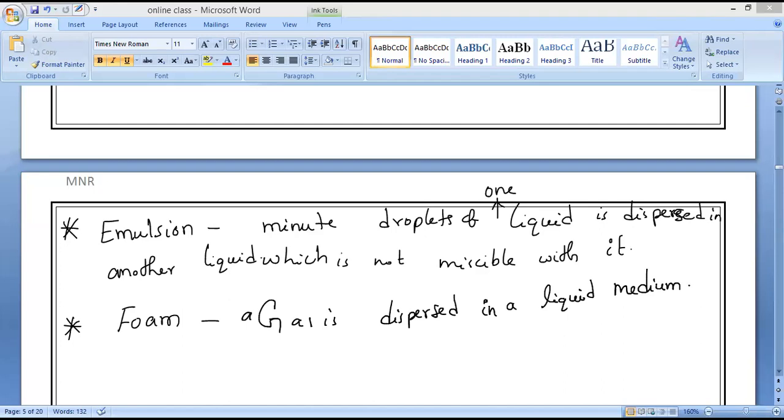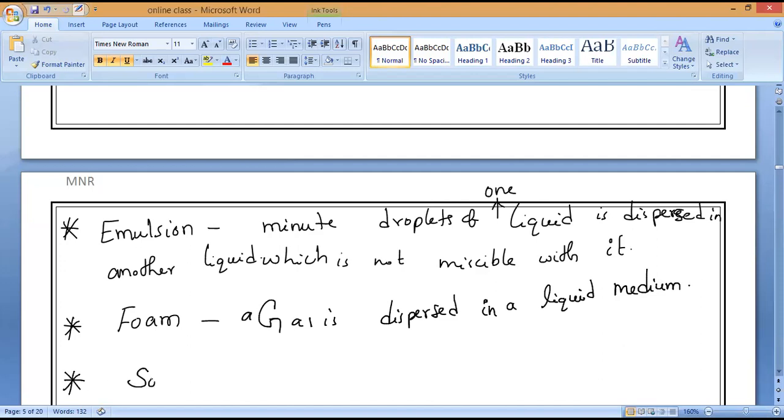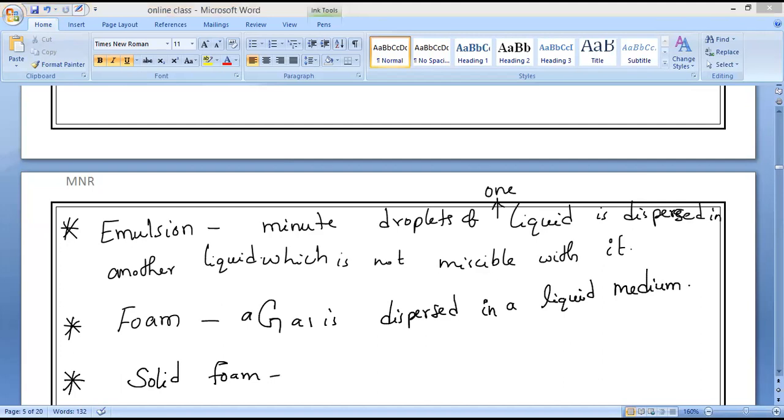Next, the sixth one. What is the sixth one? Solid foam. So who will guess the dispersed phase and the dispersed medium? Everyone, Johan, Harini, Arun, Kailash. No response at all. Is Gokul there? Yes, Akilan. A gas is dispersed in which medium? A solid medium. A gas is dispersed in a solid medium.